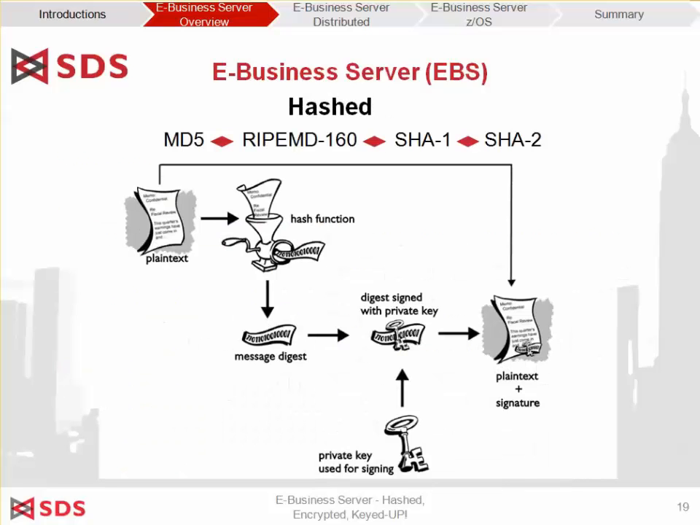E-Business Server uses a cryptographically strong hash function. Hash functions generate a message digest that becomes a part of the digital signature. As long as a secure hash function is used, the slightest change to a signed document will cause the digital signature to fail. You can specify which hash algorithm E-Business Server should use. Hash algorithms include MD5, SHA-1, SHA-2, and RIPEMD-160.